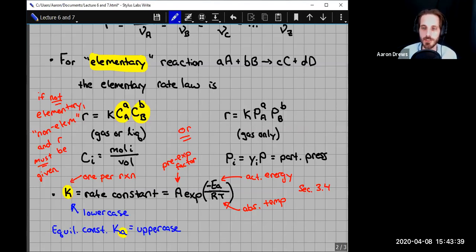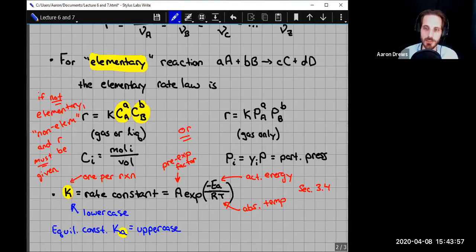Does any reaction that looks like A plus B goes to C plus D elementary? No, it's got nothing to do with the form of the reaction. We can have very bizarre looking reactions that are still well approximated by elementary rate laws, and we're going to investigate some of those towards the end of class.